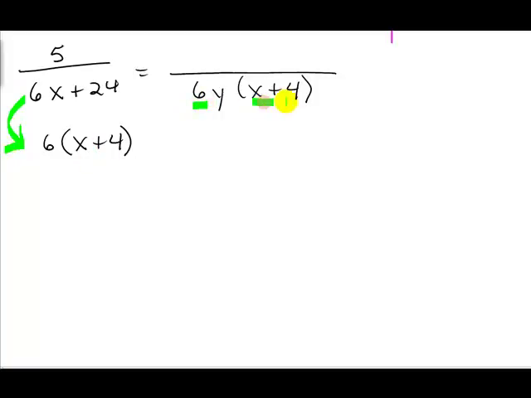And you see we've got the 6 and the x plus 4. So what's missing here is the y. And that's what we're going to multiply times the 5. So to make this an equal fraction, it'd be 5 times y.